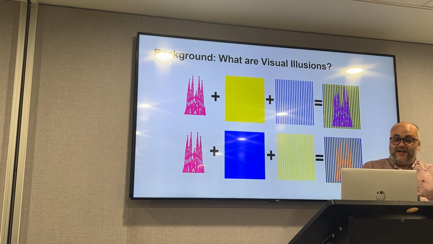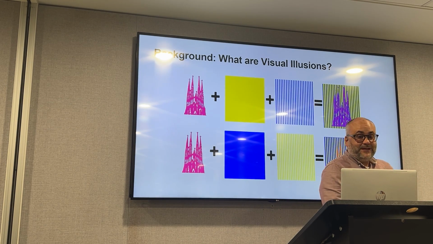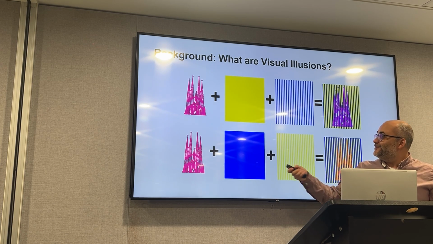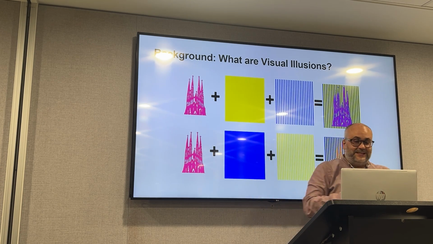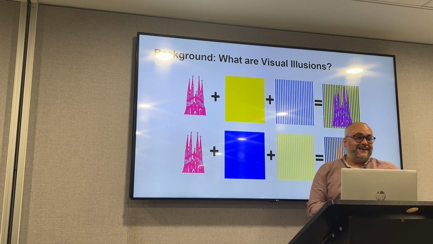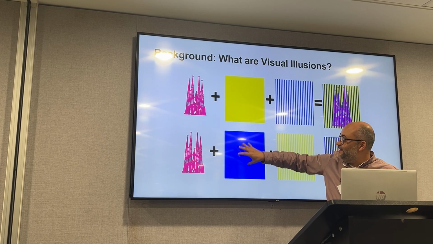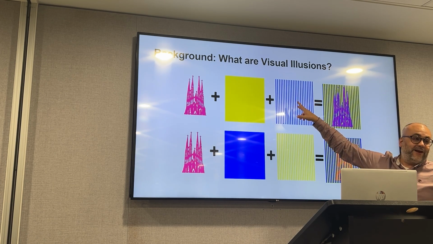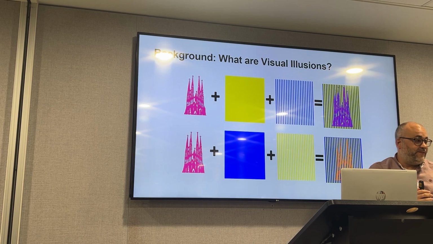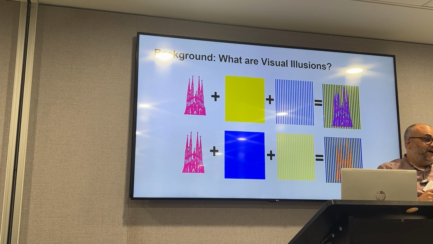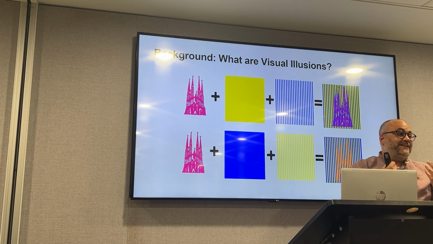Of course, I should start by telling what visual illusions are. I am from Barcelona, born and raised. So what is the most traditional thing you can show in Barcelona? It's the Sagrada Familia. If I take this Sagrada Familia and pass it on yellow or blue backgrounds, and then I use the other color as stripes in front of the image, in one case you perceive this Sagrada Familia as purple, and in the other case you will feel it like orange. So this is a visual illusion.